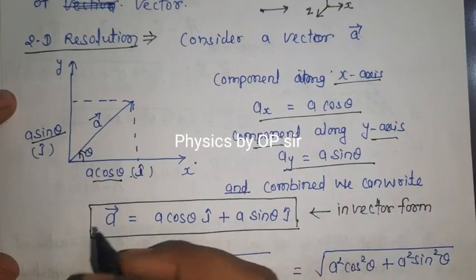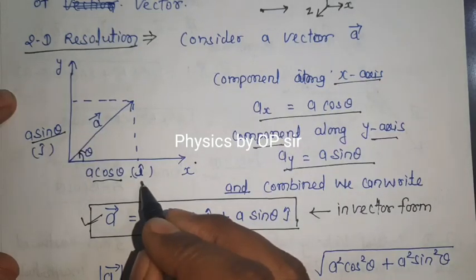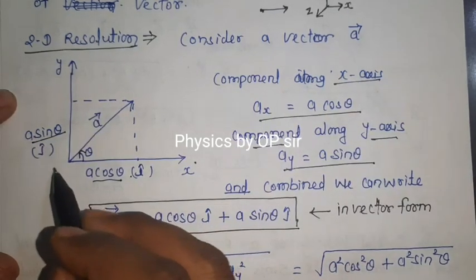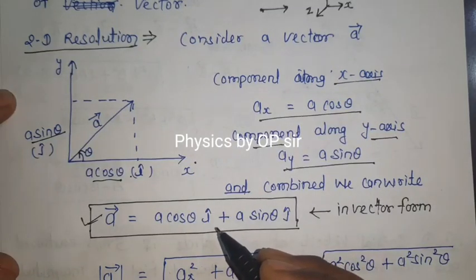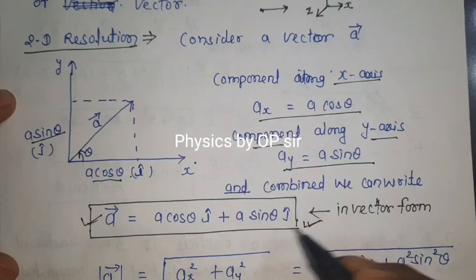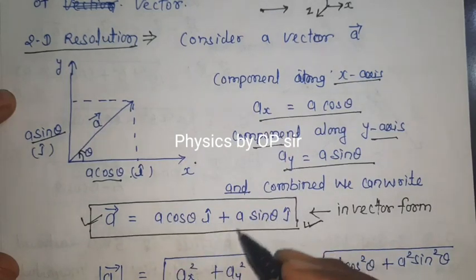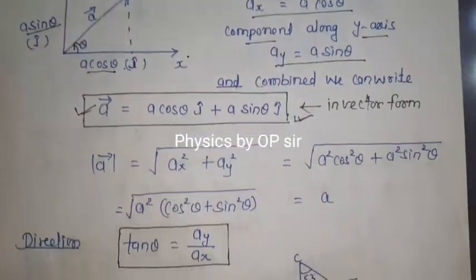Combined, we can write it like this: A vector is equal to A cos theta in the i cap direction, plus A sin theta in the j cap direction. i cap and j cap represent the unit vectors in the x direction and y direction. So in vector form we can represent the A vector, and these are the resolution of the A vector in two directions.